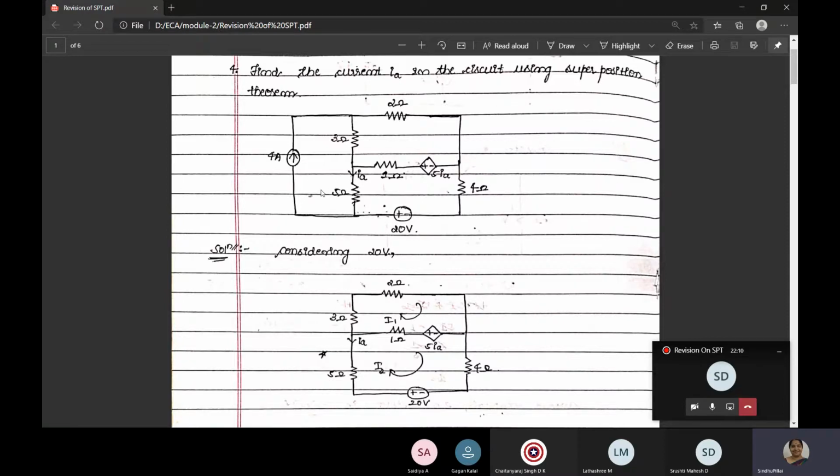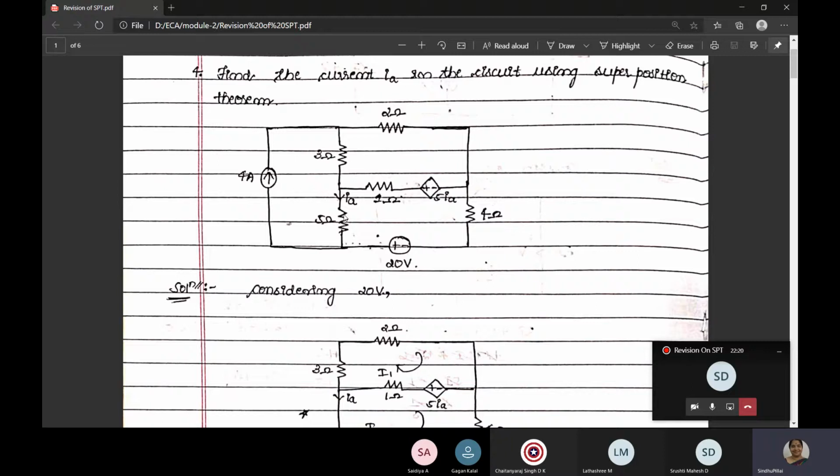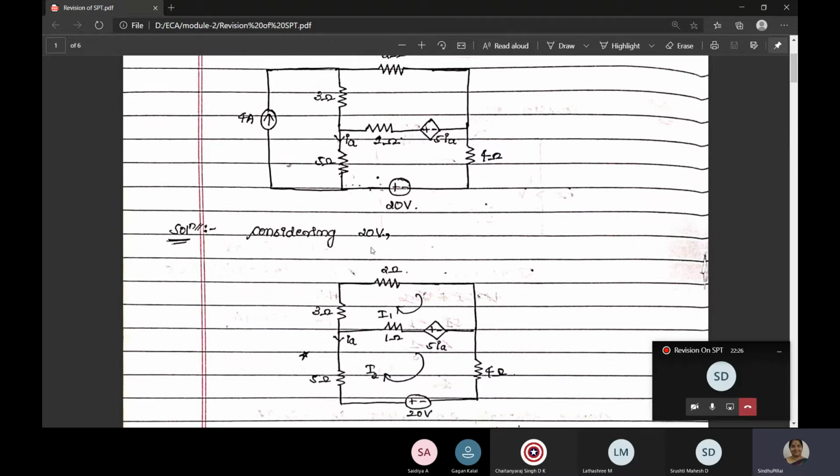So we have one current source and one voltage source, and there is one dependent source. It is a current dependent voltage source. It is depending on the current IA in the 5 ohm branch. So taking one independent source at a time, that is 20 volts.